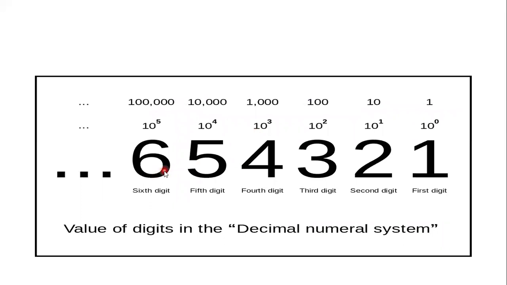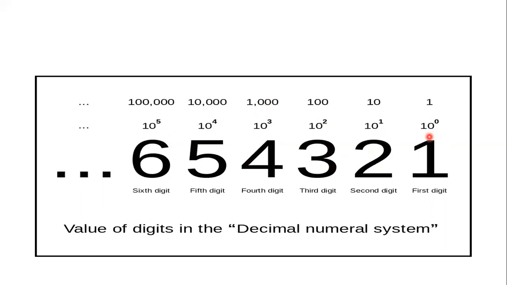So another example is here. 6,54,321. So 6 lakhs, 10 power 5. So 6 into 10 power 5, then 5 into 10 power 4, 4 into 10 power 3, 3 into 10 power 2, 2 into 10 power 1, 1 into 10 power 0. Okay. So this is called the decimal number system.